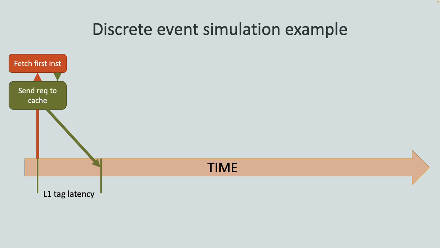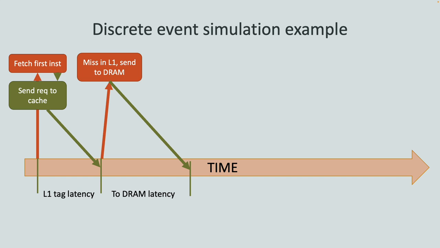And we send that in the future by an L1 tag latency, which is just in a configuration file somewhere. We'll say this is like 1 nanosecond or something, whatever you want it to be. It can be 10 minutes, doesn't matter. It'll schedule 10 minutes in the future. We just give sensible values. And that happens, and you see, it's a miss. So miss L1, send to DRAM, schedule another event in the future, the DRAM latency.